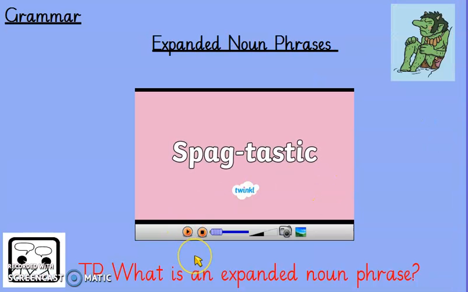Okay, so today we're looking at expanded noun phrases. What is an expanded noun phrase? Now, normally if you were at school, you would be telling your talk partner and sharing your ideas, but can you turn to your grown-up and see if you can tell them what is an expanded noun phrase? Okay, so an expanded noun phrase is when you're describing the noun in lots of detail. So let me show you this example in my video.